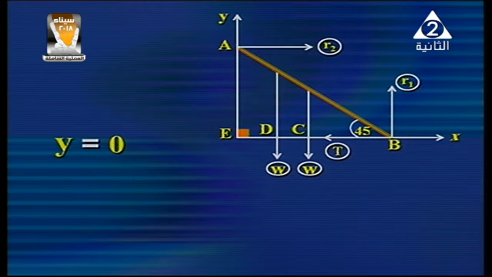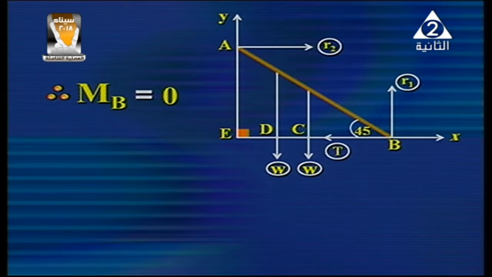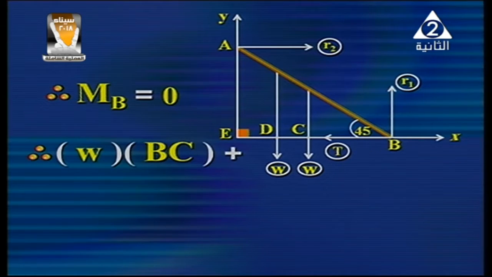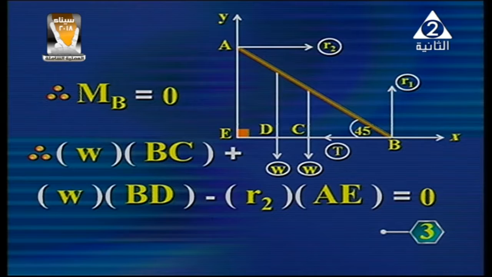The sum of y forces equals 0. What do you deduce? R1 minus 2W equals 0, then R1 equals 2W. This is equation number 2. We need the moment at point B equals 0. Why? We need a third equation to solve for the 3 unknown forces. Moment about point B equals 0, then W times BC plus W times BD minus R2 times AE equals 0.